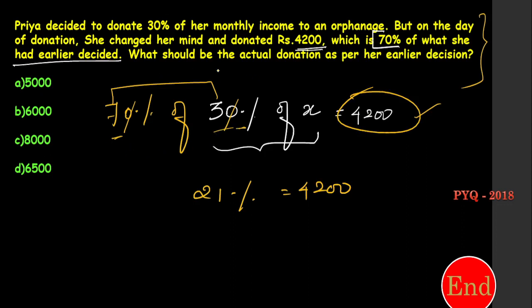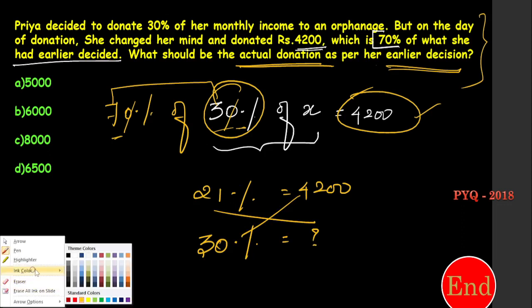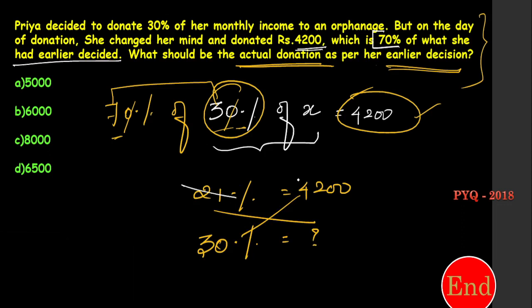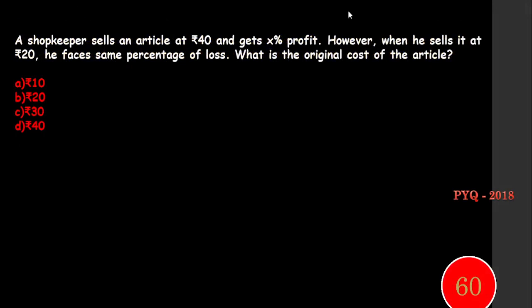So what is the question here? What should be the actual donation as per her earlier decision? Earlier she decided to give 30% of her salary. So 30% is what? That's the exact question. Right? So if you cross multiply this, you will get the answer. Look at this. These are easy numbers, 21, 42, 2 times. 3 into 2 is 6. 6,000 is the right answer. Is it clear? Next question. Start doing this.